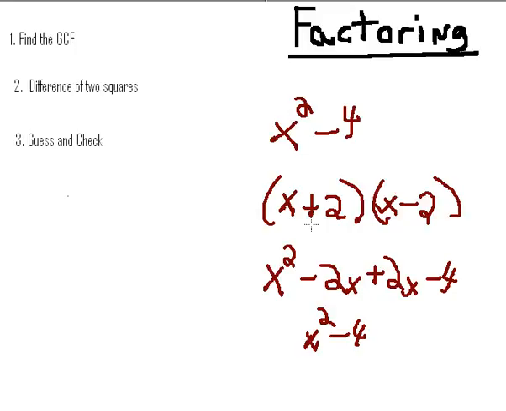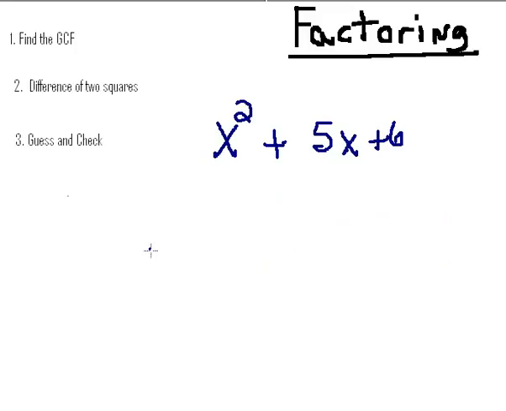Let's look at an example of guess and check. Okay, here is an example of a guess and check type of problem. I still go through the same thought process so I don't miss anything, but I'm going to get to the guess and check part because it's going to fail both of those tests. So here, for the guess and check, I do two sets of parentheses. What times what is x squared?